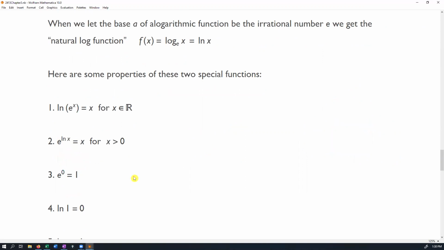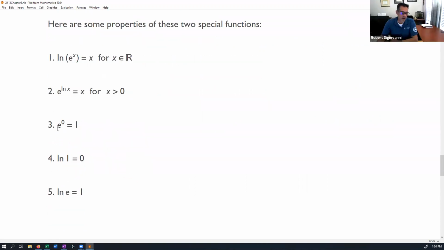Thank you. All right, e to the 0 is 1. Everyone should know this. Any number to the 0 is 1. Okay, so I think that's just a result. Have y'all ever wondered why any number to the 0 is 1? Have y'all ever wondered why that is?